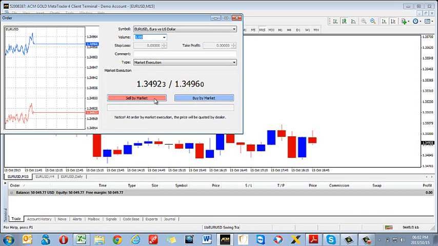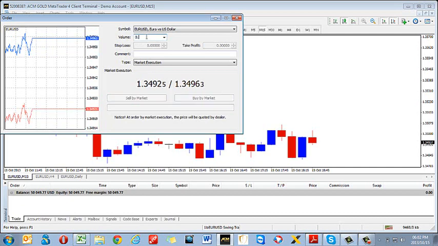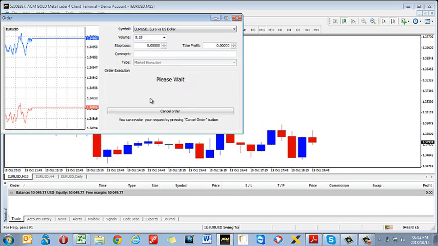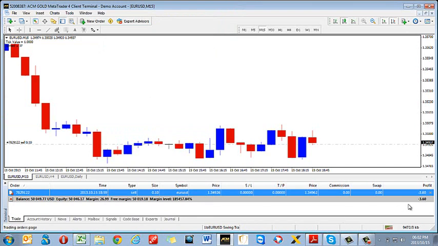In this particular case, I've decided I'm going to put in a sell. Oh, my lot size is too big. I'm going to go in and say 0.10. I'm going to be a little bit cautious, and I'm going to trade $1 a pip. I click sell, and in it goes, and thank you very much.